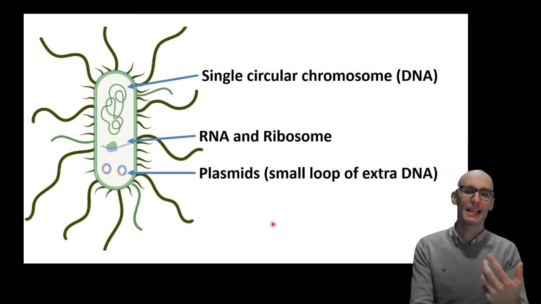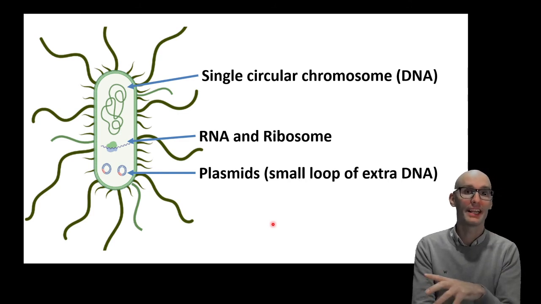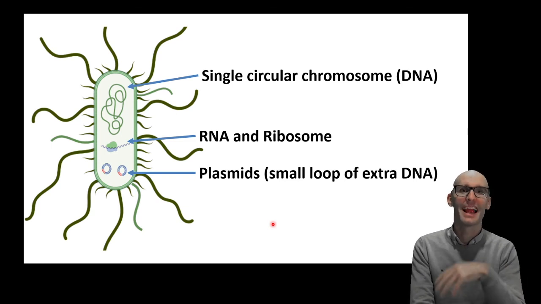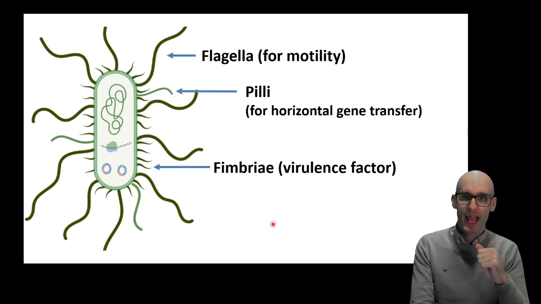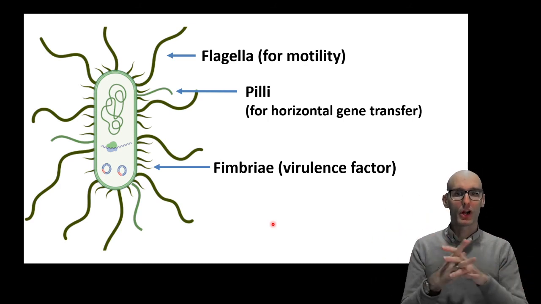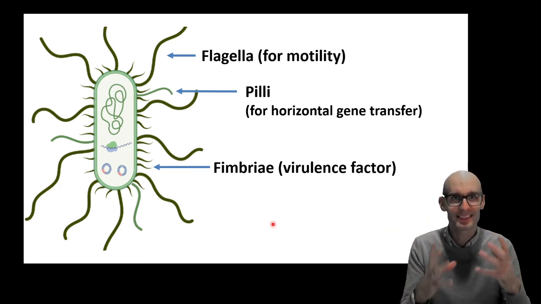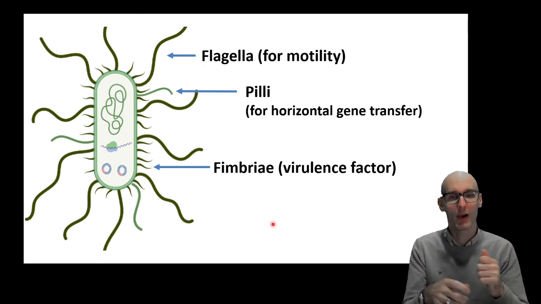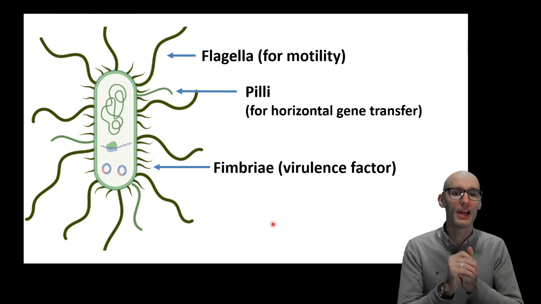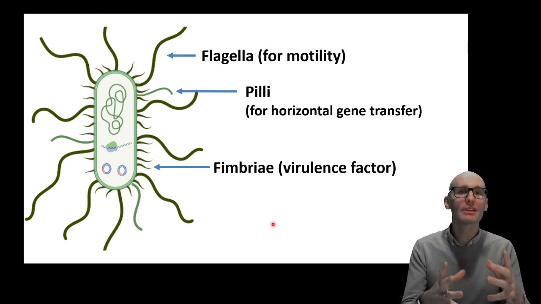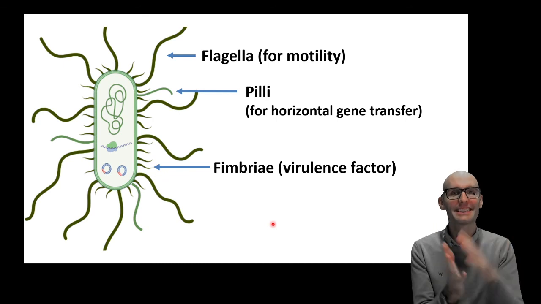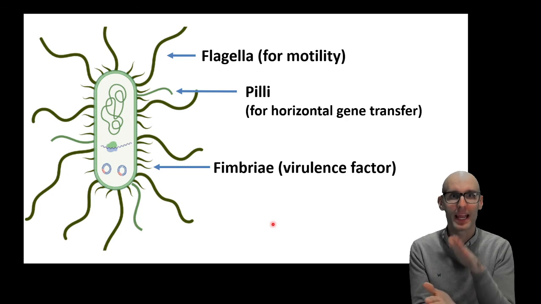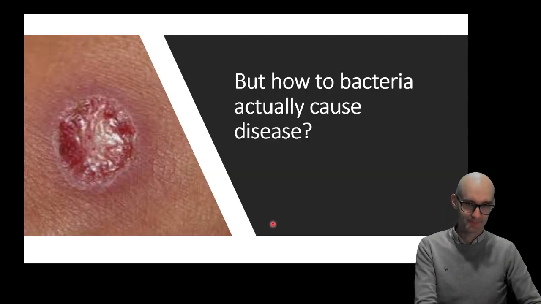And then we have the last little bit, which is plasmids, small loops of DNA that contain not necessary, but potentially useful genes, and it can help with variation. And lastly, we've got the things that stick out of it. We've got flagella for motility. They're the biggest. They're motorized. We've got pili. These are the second biggest. They're hollow, and they help for horizontal gene transfer. And then we have Fimbriae, and these are virulence factors that help the bacteria stick to the surface of a host cell if they want to invade and become an infection in that host.